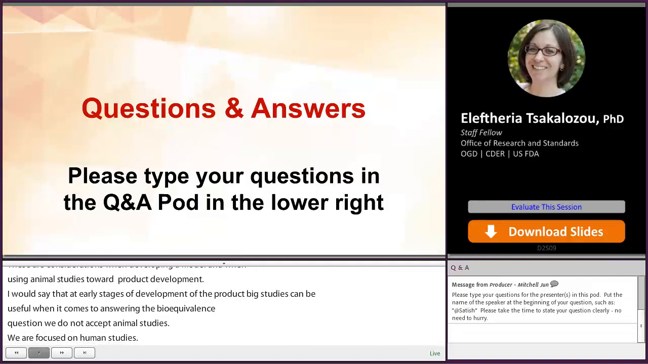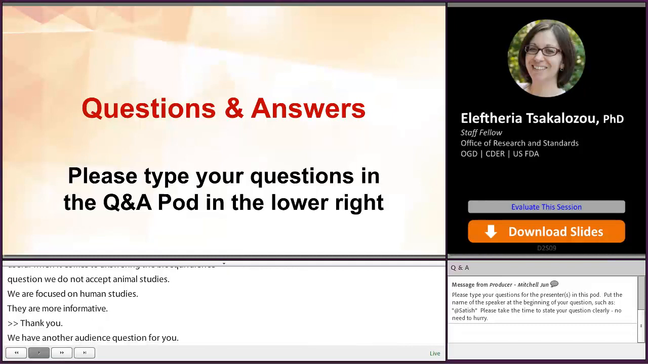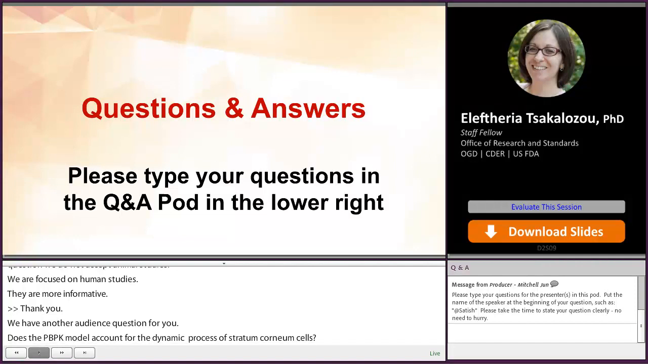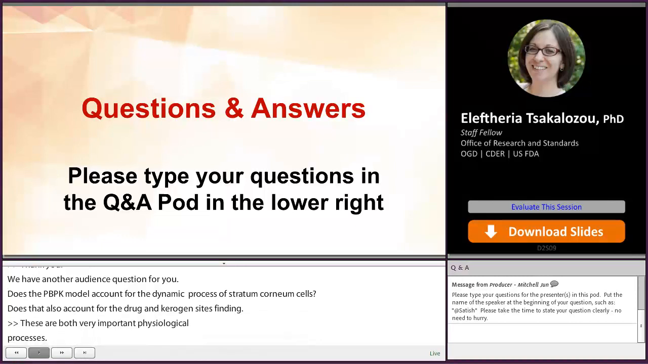Thank you so much. And we have another audience question for you. Does the PBPK model account for the dynamic desquamation process of stratum corneum cells? Does the model also account for the drug and keratinocytes? These are both very important physiological processes, and for some active ingredients, from some drug substances, they can be very important.